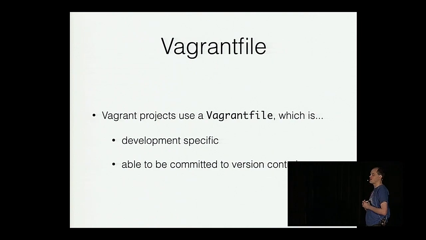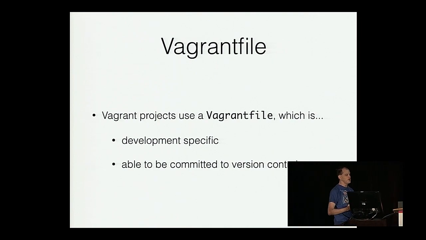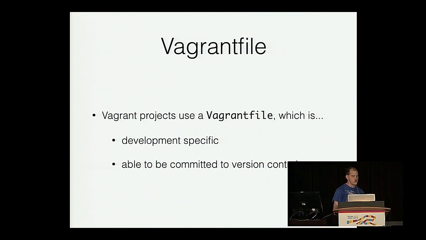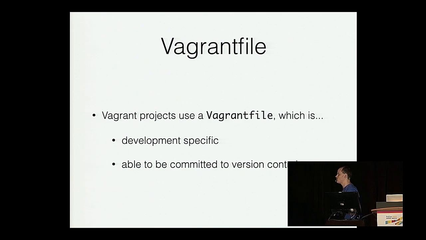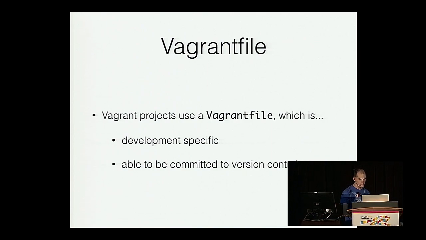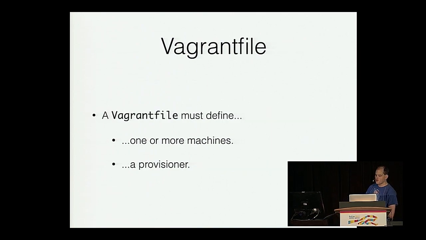Vagrant projects use the Vagrantfile. This is specific to development. It doesn't have any mirror in production, which is very useful. And if you're smart about the way you write your Vagrantfile, there's no reason why you can't commit it to version control. It defines one or more machines, and it defines a provisioner.